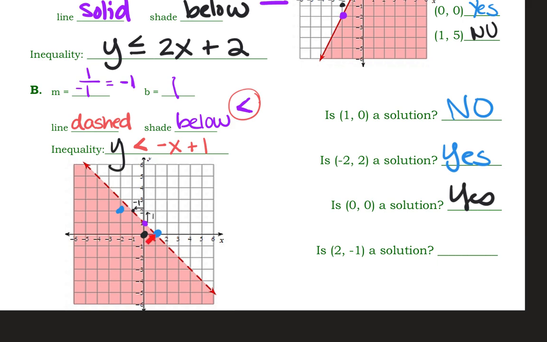The last one we're looking at is positive 2, negative 1. We're going to look at this point right here. Yes or no? Is it in the shaded area? Yes. So it's going to be a yes. It's in the shaded area. So positive 2. It was positive 2, so you have to go to the side on positive 2. And then you have to go down negative 1.